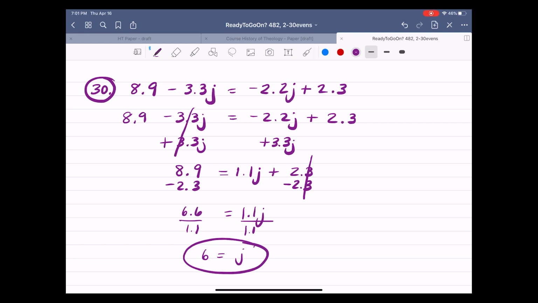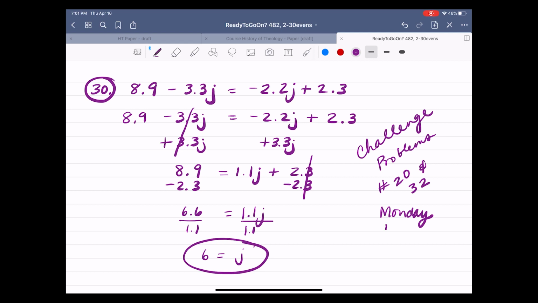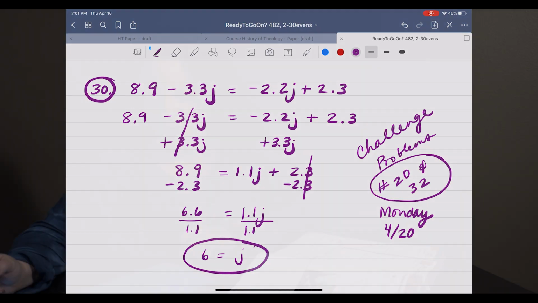All right, what I would like you to do is the challenge problems. The challenge problems are numbers 20 and 32. And you can send those. Those are not due until Monday, that would be Monday the 20th. So those two problems are your challenge problems.